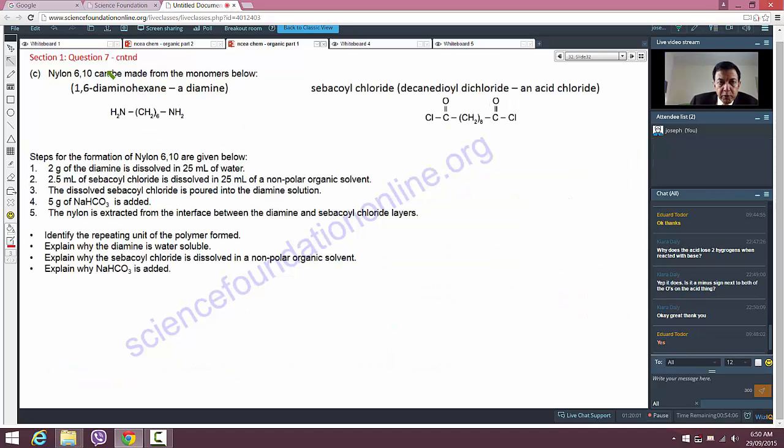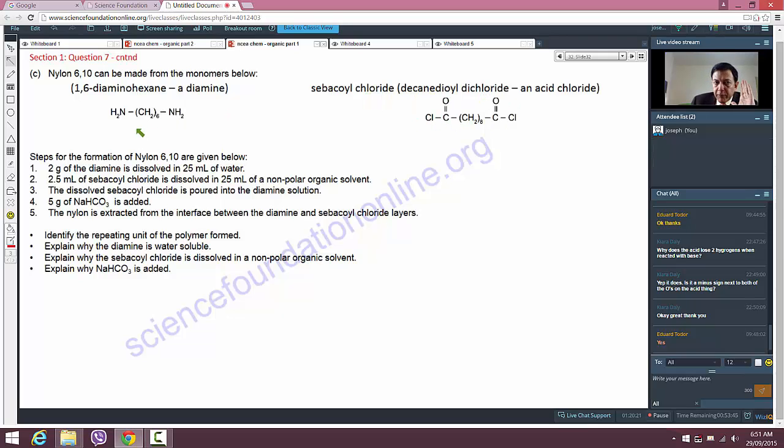So that's the organic products that are formed as a result of that alkaline hydrolysis to break up this polymer A. Now, question 7 continues. It says in part C, nylon 610 can be made from the monomers below. That's this one here, 1,6-diaminohexane, this one here, and this other stuff called sebacoyl chloride, which is this one here.